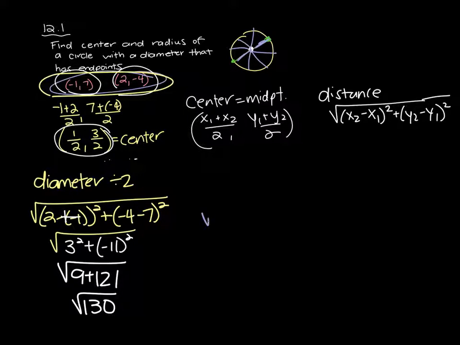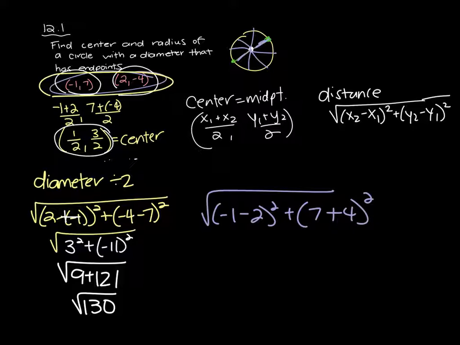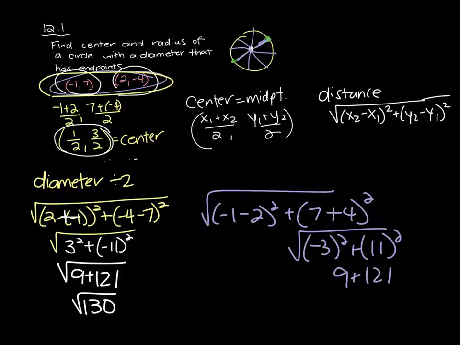I could have switched that. I could have done negative 1 minus 2 squared plus 7 minus a negative 4 squared, right? Still negative 3 squared, because you square it. The negative would be squared away. Exactly. But that's the diameter. I would divide it by 2 to get the radius.